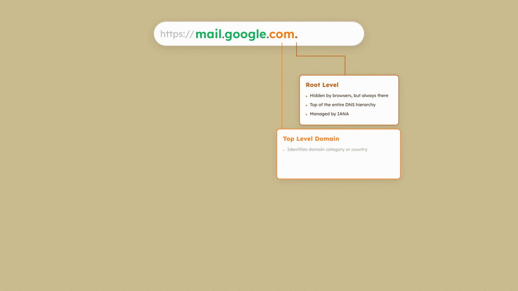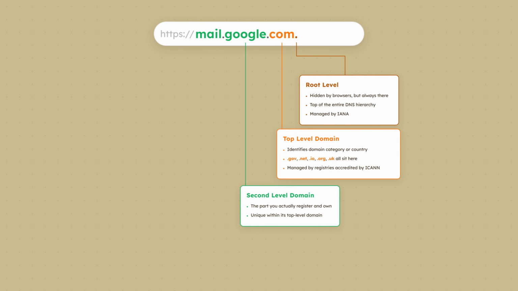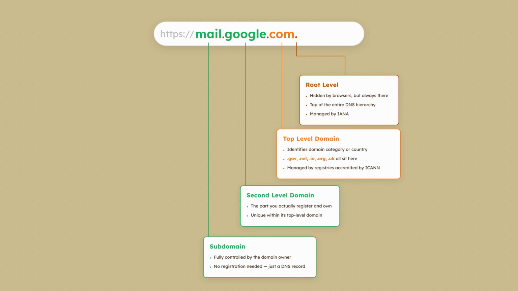Next level is .com. This is the top level domain, or TLD. Things like .gov, .net, .io sit here as well. Then comes Google, the second level domain. This is the level that someone actually registers and owns. And finally, Mail, which is the subdomain.